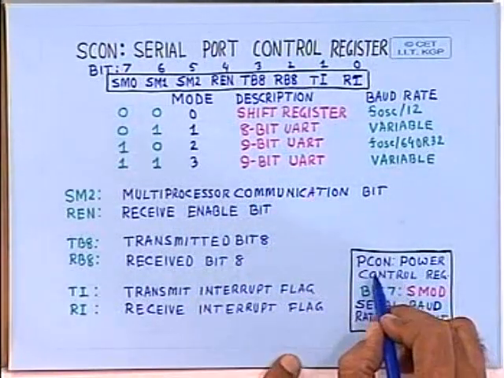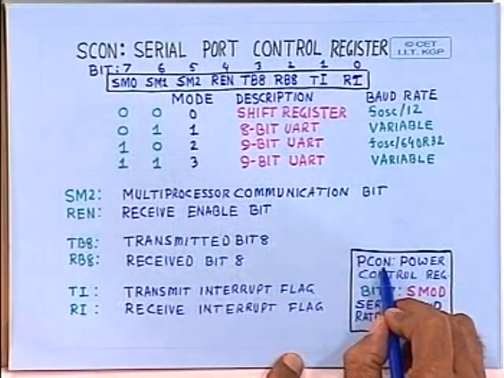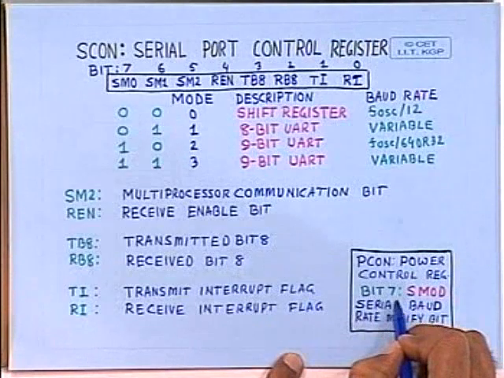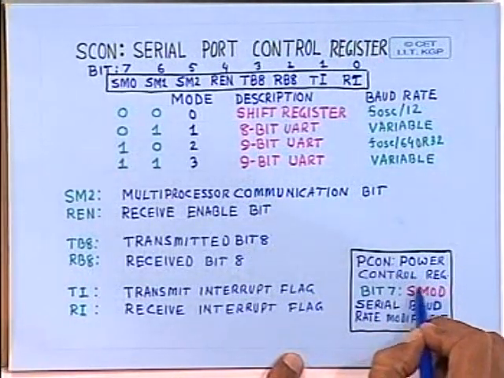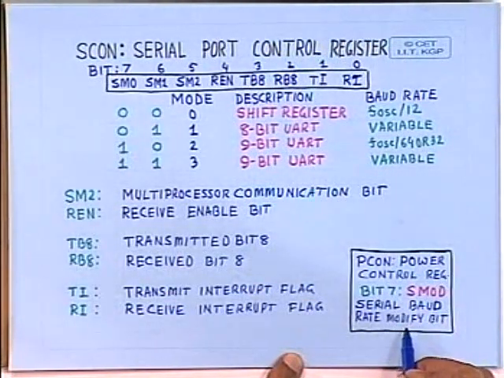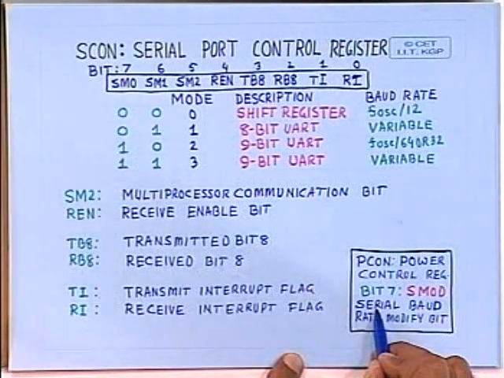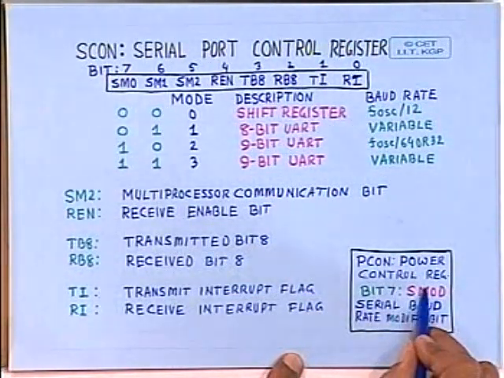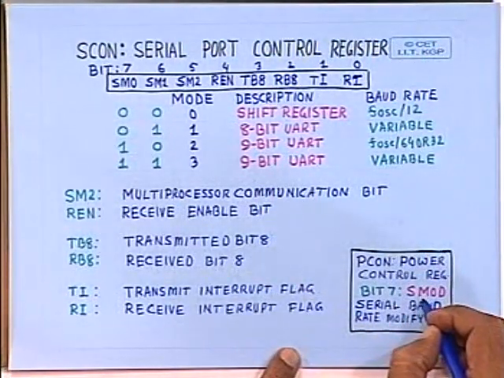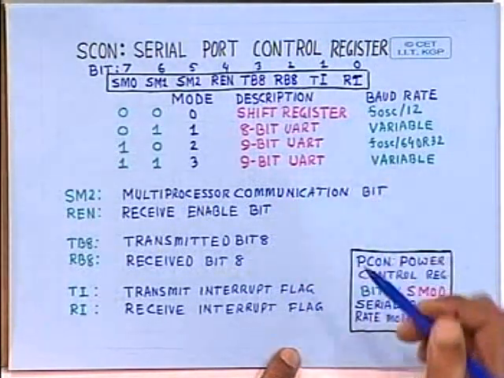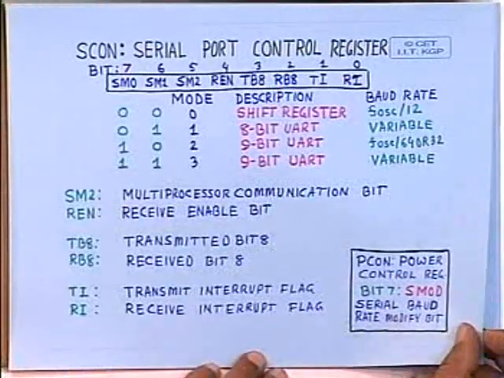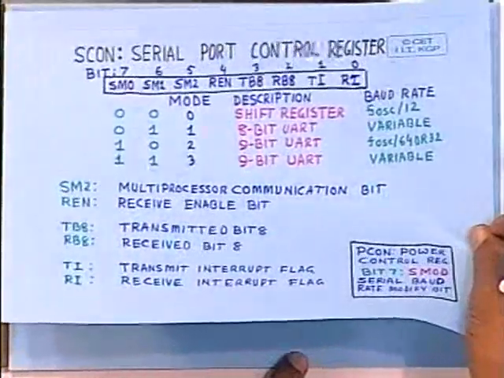As I mentioned, bit 7 of the PCON register, the special function power control register, is known as SMOD, serial mode, and this particular bit can be used to modify the baud rate. So this is the serial baud rate modify bit. If this bit is set to 1, the baud rate will be doubled, and whenever this bit is 0, the baud rate is as programmed by other means, as we shall explain later. So this is the function of the various control registers for programming the device in different modes.